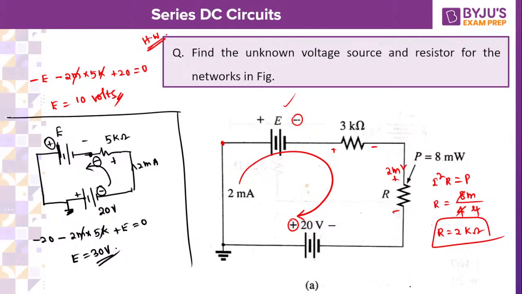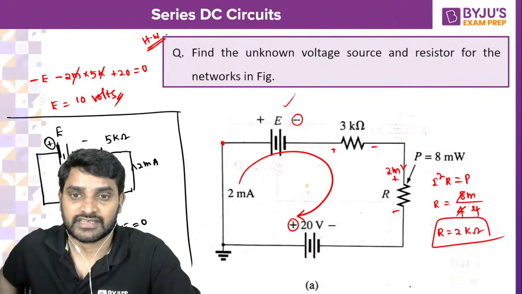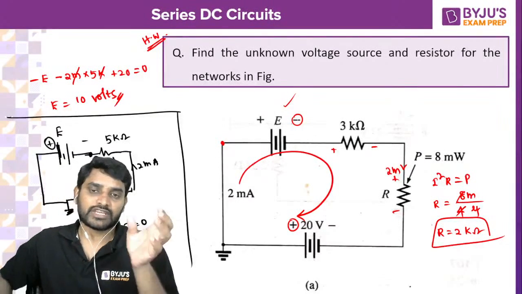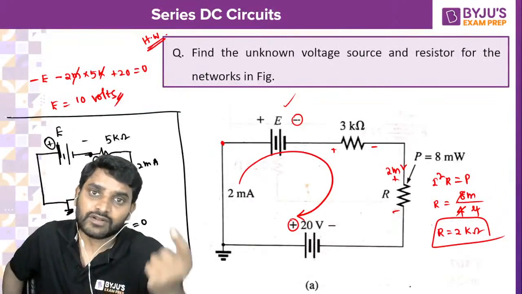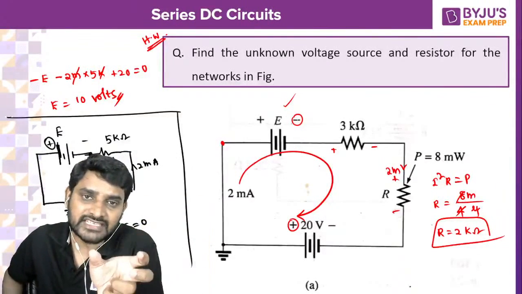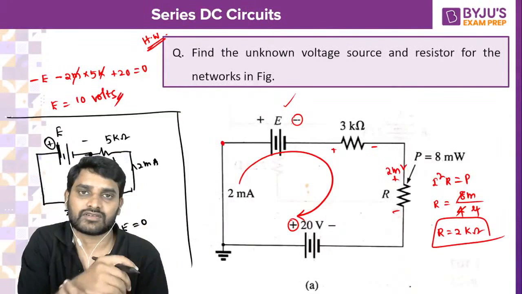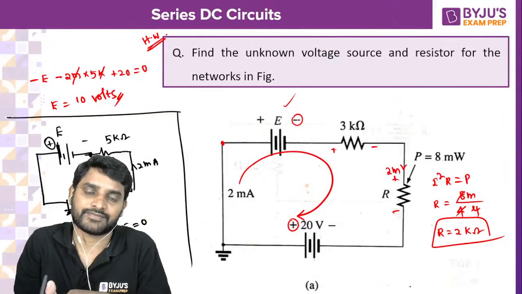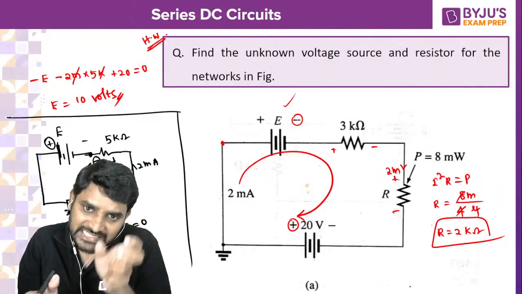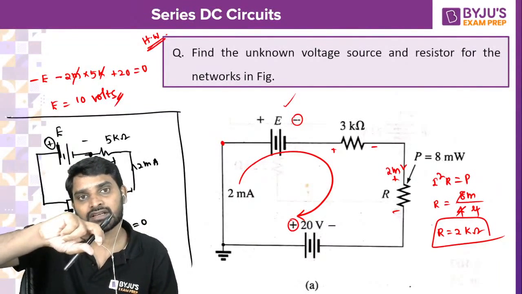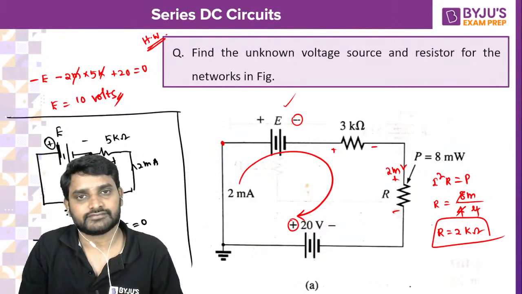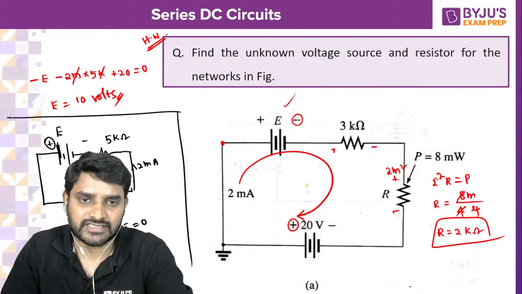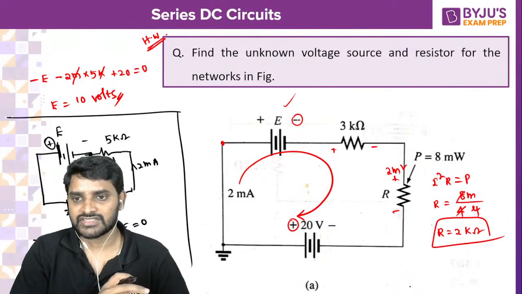So there are two possibilities if the current direction is not given. When you keep E equal to 10, the current will flow in the clockwise direction. When you keep E equal to 30, the current will flow in the anti-clockwise direction. Obviously, if E is greater than 20 volts, current will flow from E to 20 volts. If E is less than 20 volts, current will flow from 20 volts to E. So this point you need to understand: depending upon the potential difference, the current direction is also going to change.